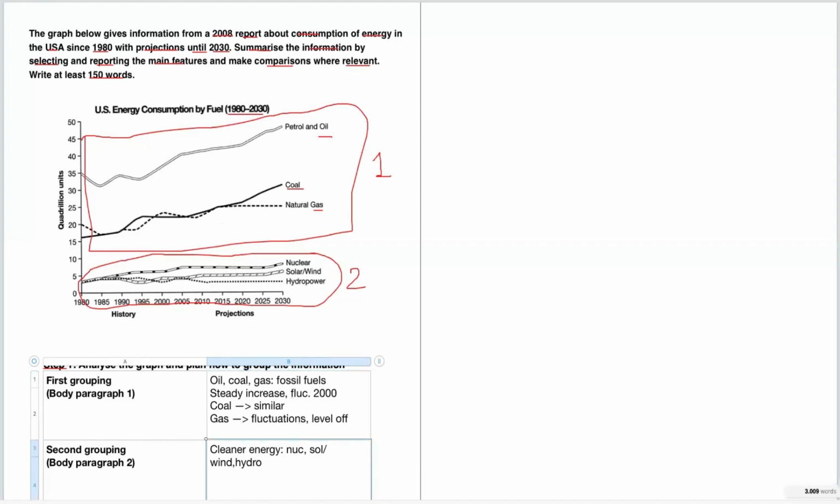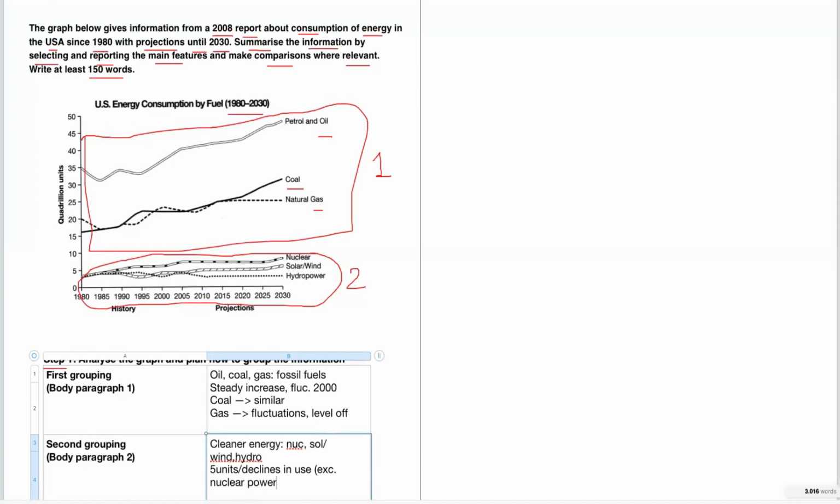Now, when it comes to my second grouping, I'm going to talk about how they began the period at, it looks just to be under 5 quadrillion units. So I'm going to talk about how there have been some declines, except for nuclear, which seems to be pretty standard and pretty neutral. So with that in mind, I'm going to say we'll start at 5 quadrillion units, and I'm going to see declines in use. And I will talk about exceptions. So I'll put an exception as nuclear power. And it looks like nuclear is going to continue increasing slightly. So I'll put slight increase.